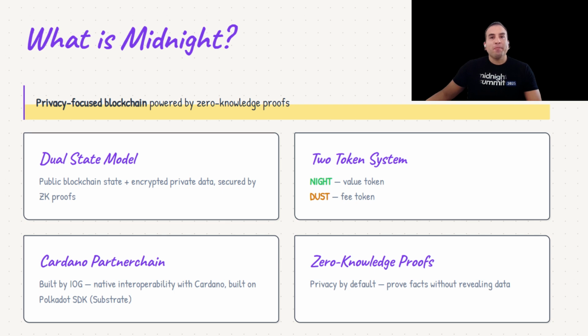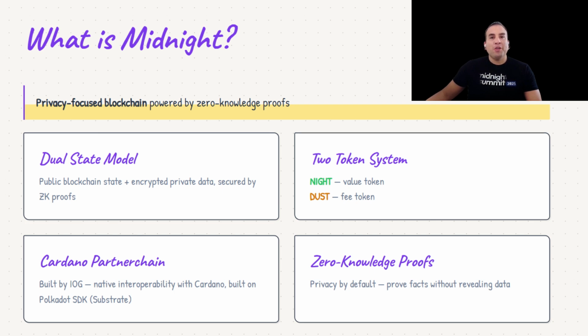For tokens, there are two you need to know about. Night is a value token. That's what you hold and transfer. And then there's Dust, which is used to pay transaction fees. We will talk more about Dust later because it has some interesting behavior.